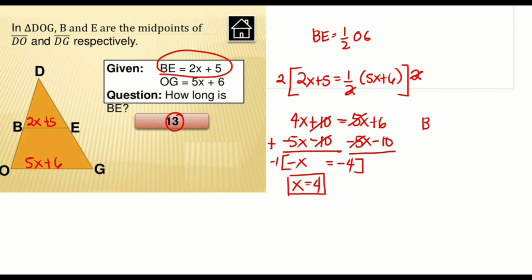So to solve for BE, we simply plug in the value of x we obtained in our solution. So 2x plus 5. So 2 times 4 plus 5, then our answer is 2 times 4, 8 plus 5, then 8 plus 5, the measure of segment BE is equal to 13.